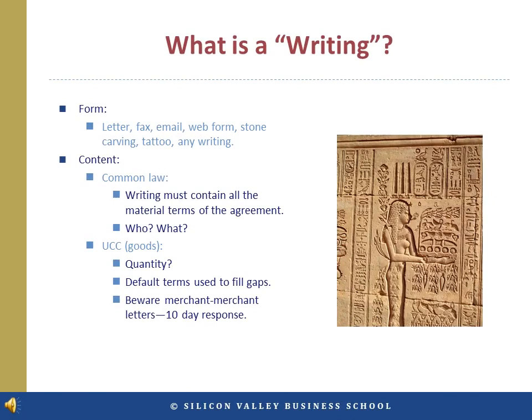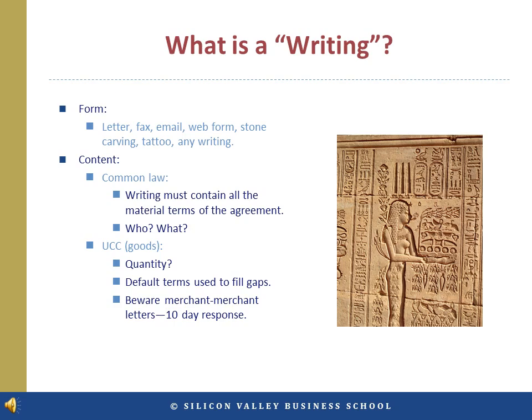Many written contracts are multi-page documents that have been drafted by lawyers. Others are pre-printed forms. However, a written contract does not have to be either drafted by a lawyer or formally typed to be legally binding. Any written materials such as letters, telegrams, invoices, sales receipts, checks, handwritten napkins, stone carvings, and tattoos constitute writings sufficient to form a binding contract. As for the content, under the common law, writings forming contracts for services must contain all the material terms of the agreement. The common law essentially wants to know the who and the what. Who are the parties and what are they agreeing to?